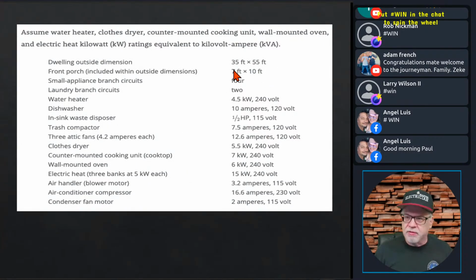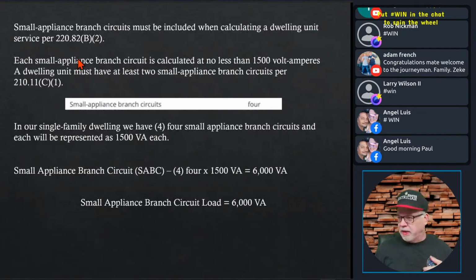Got this first part covered right here. All right, let's move on. The next part we'll be looking at is 220.82(B)(2). We got the first part. You wrote it down. Now we're looking at the small appliance.